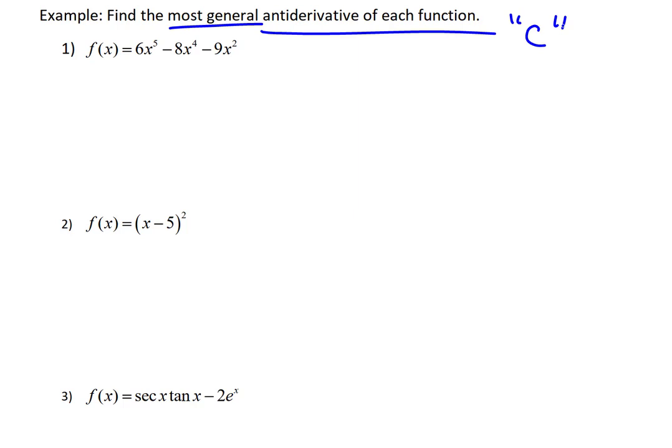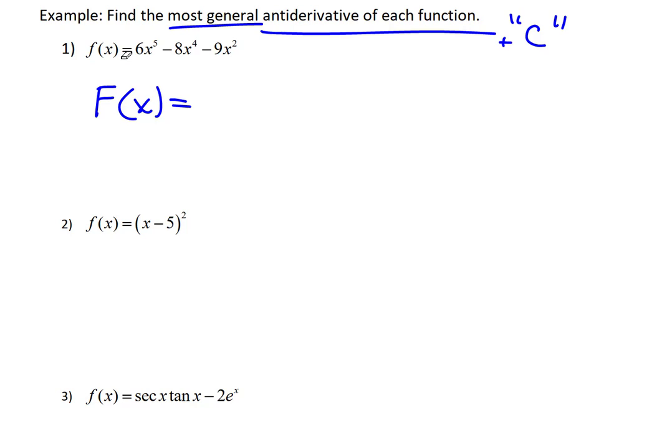Okay, as we said in our notes above, there should be a plus c written with an antiderivative for the most general form. So let's see how that actually shows up with an example. Our first function is f of x equals 6x to the fifth minus 8x to the fourth minus 9x squared. I'm going to use the notation of capital F of x, since that's what we've used up in our notes here, given that this function was lowercase f of x, and we're trying to find the antiderivative of it.